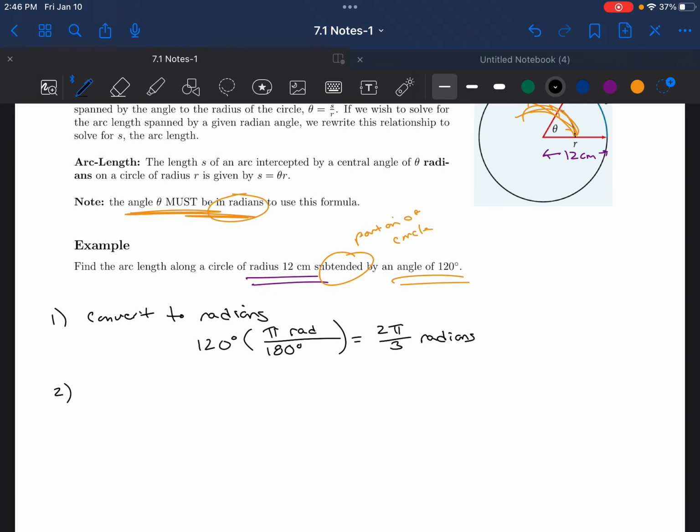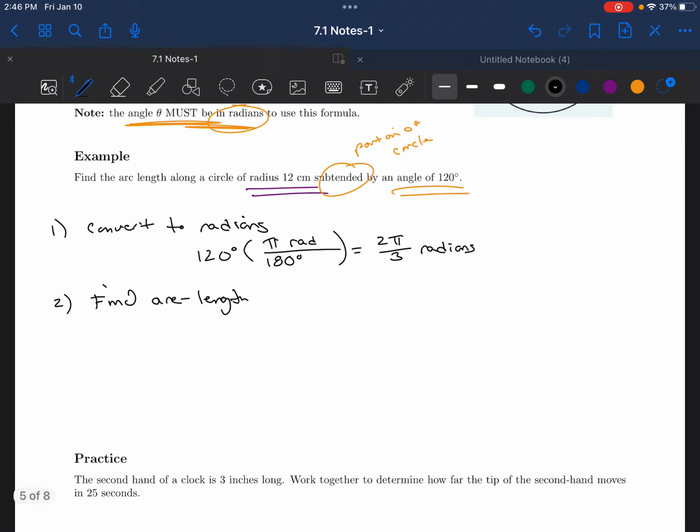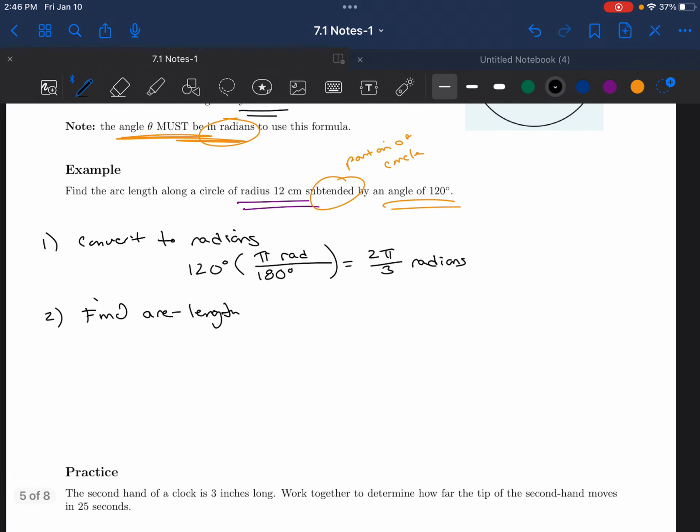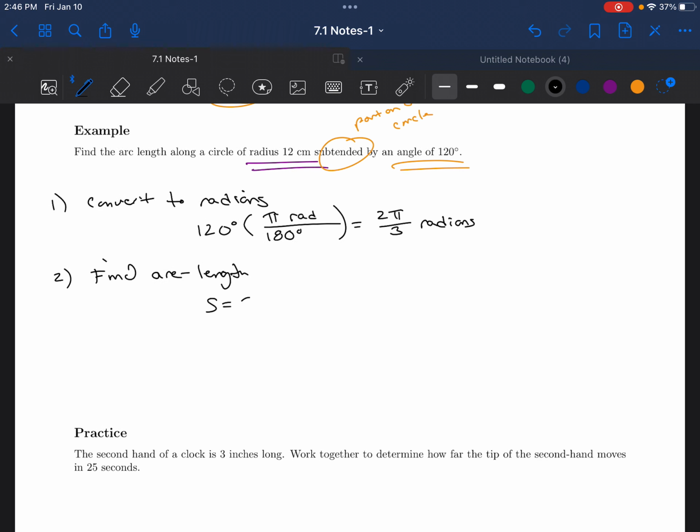So the second thing we're going to do is we're going to find the arc length. And the formula that we're given up above, S equals theta r. You can plug in our angle now in radians, 2 pi over 3 radians. And 12 centimeters, which is our radius, including units.